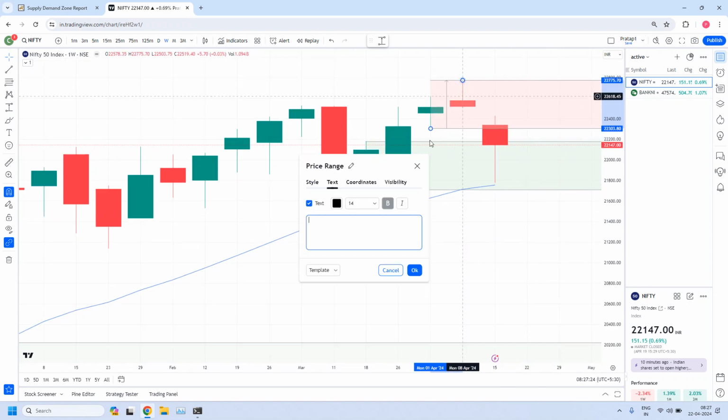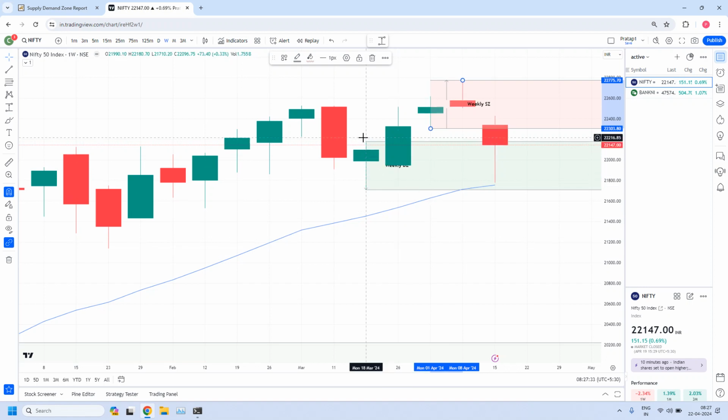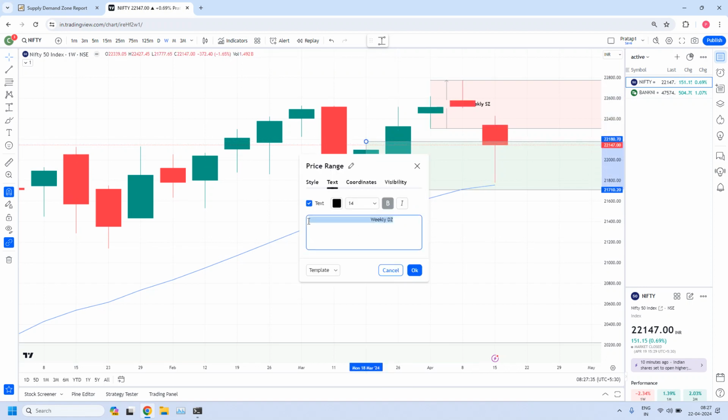This is a weekly supply zone. And this is weekly demand zone.